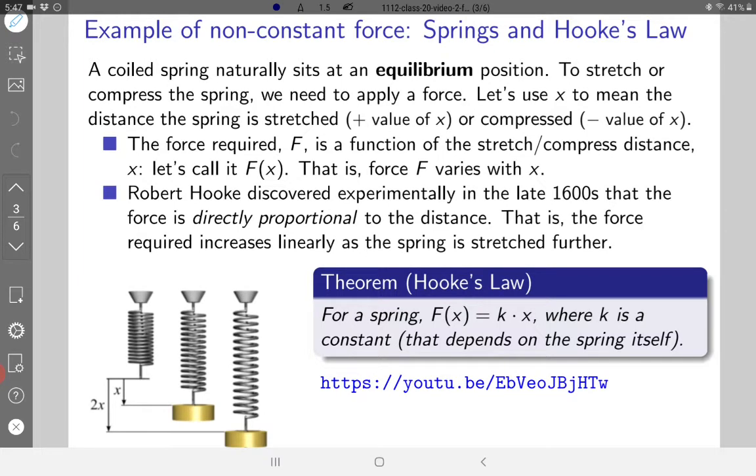So by the way, here's an example of a force that is not constant, which is unlike the original example I posed, where the acceleration due to gravity on the Earth is constant. So when would a force not be constant?